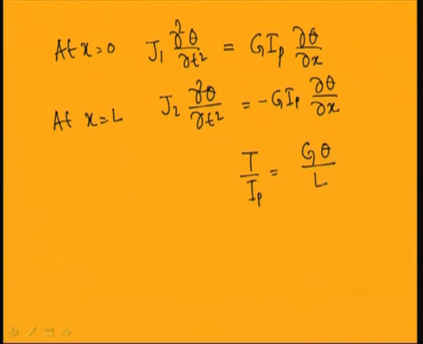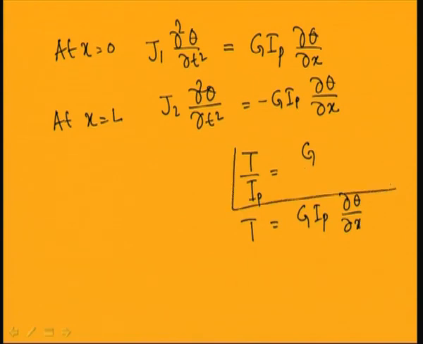So, from this you know this torque. This torque will be equal to G Ip, and for small rotation, this torque will be equal to G Ip into del theta by del x. This is the general expression, G theta by L. This is the general expression for torsional vibration of a shaft. So, the torque at this end can be represented by this.